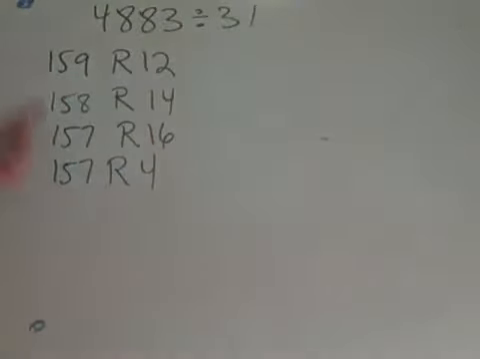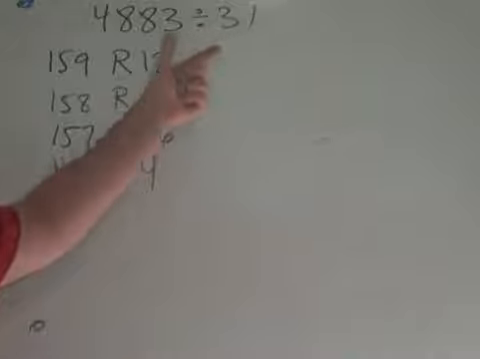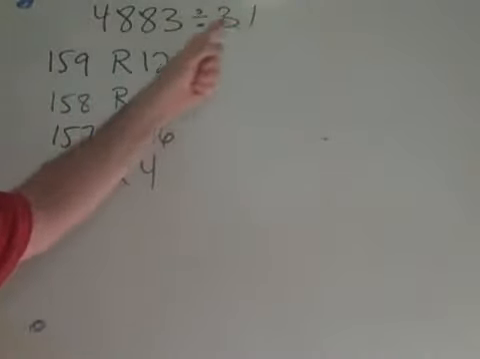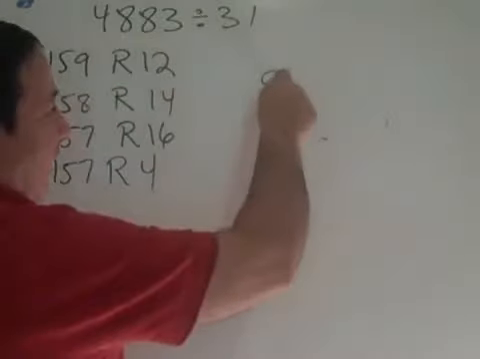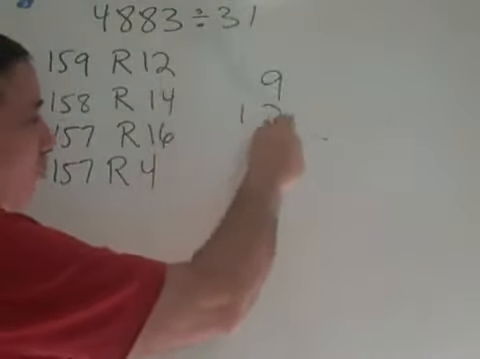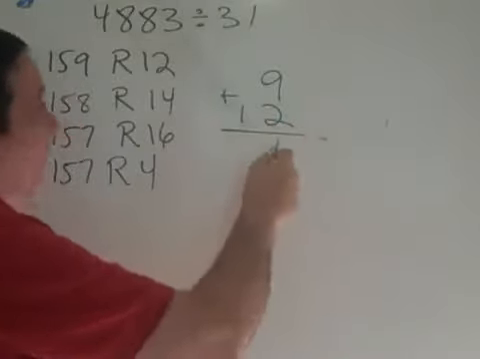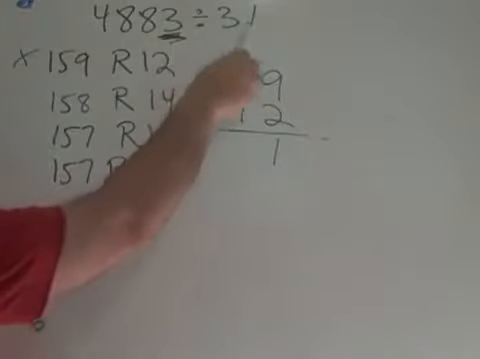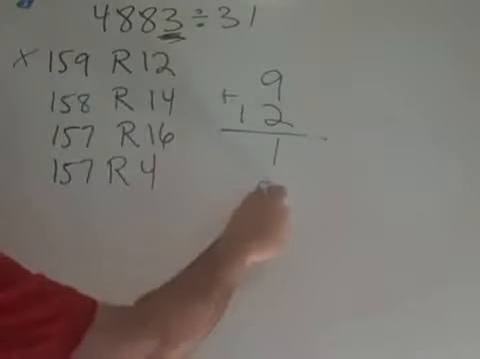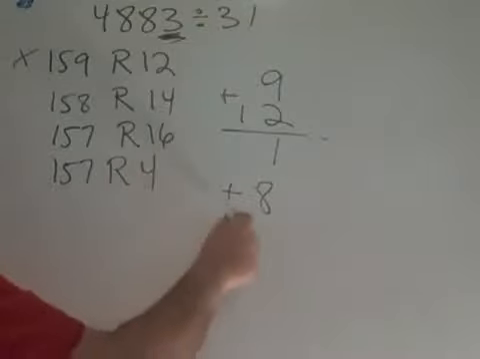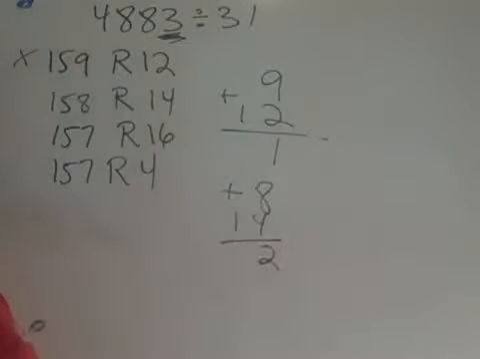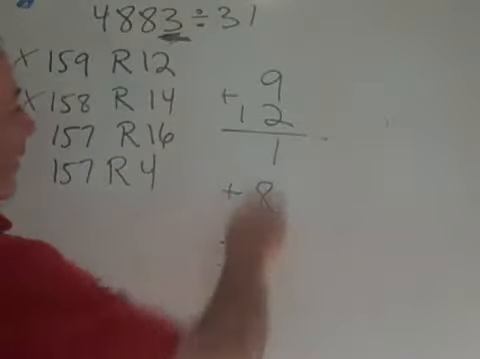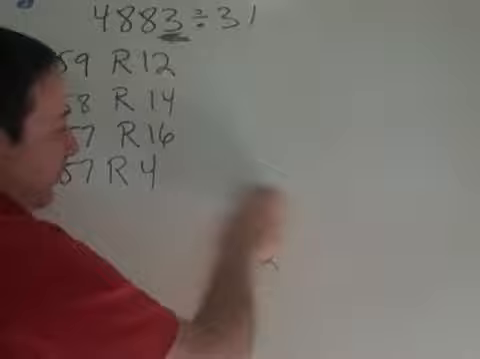Let us look at the first choice. 31 times 159. What will that end in? Well, 1 times 9 ends in a 9. And when you add 12, it ends in a 1. That's not a 1. Bye-bye. 1 times 8 is 8. Add 14 to it, ends in a 2. That's not a 2. Bye-bye. Okay, very quick procedures.